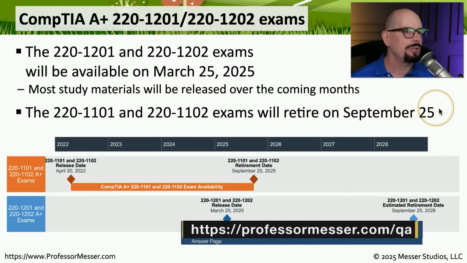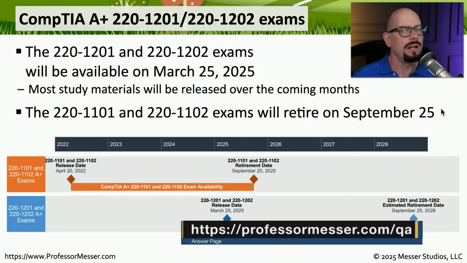So on September 25th, the current version of the A-plus exam will still be available. And then that's the last day it's available. That's your expiration date. Your retirement date is the official term they use. The 1101 and 1102 exams stick around and are still available all the way up till September 25th.